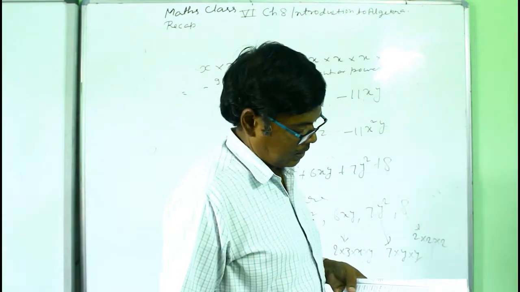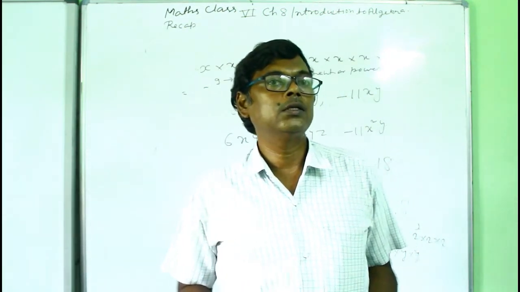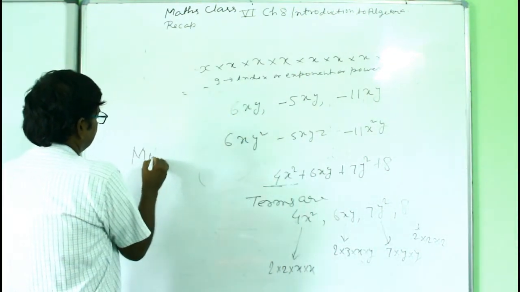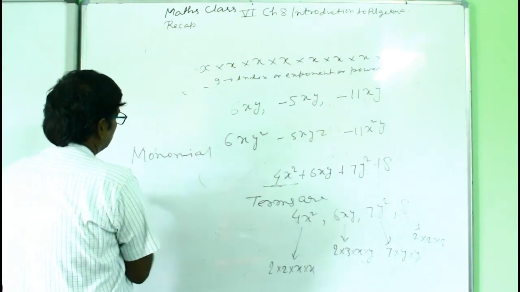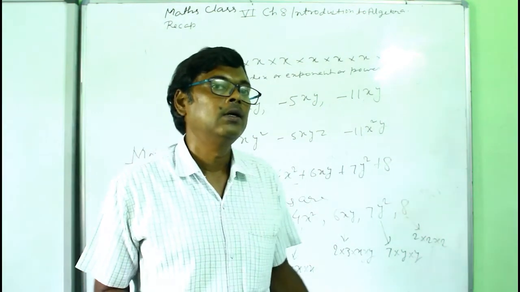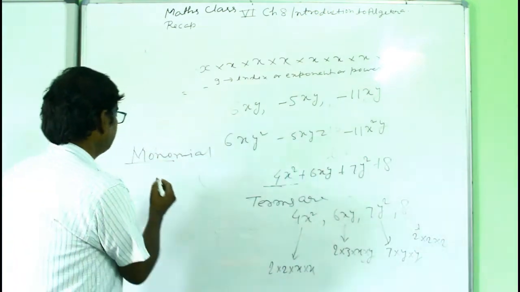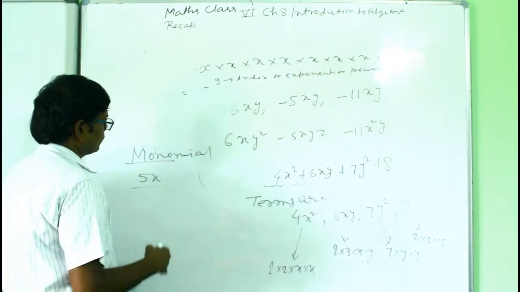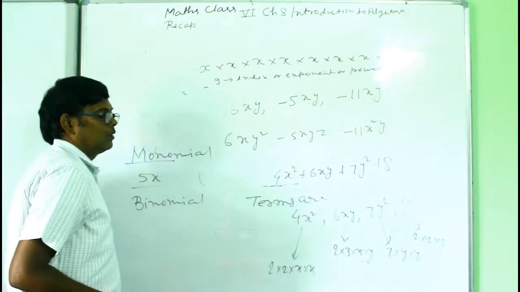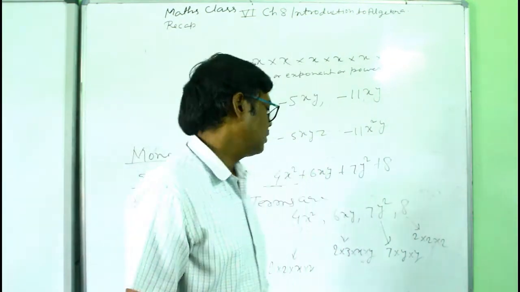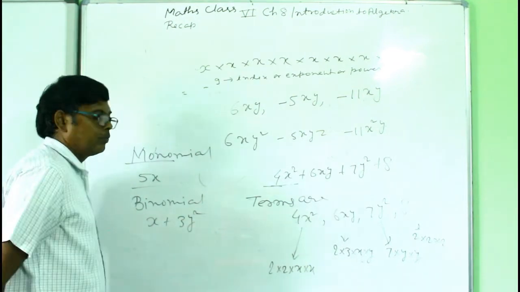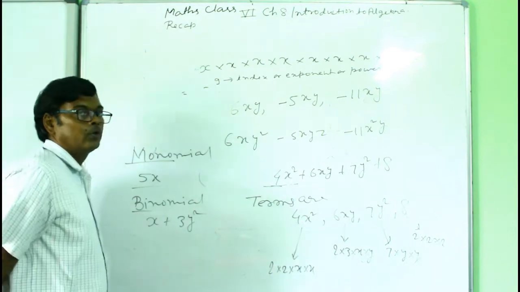Next are the types of algebraic expressions, that is monomial. Here the word mono means one. So if there is only one term in the expression, that is called a monomial. Like if you have written 5x, this is a monomial. Then you have binomial, that is binomial expressions. It has two terms, like x plus 3y square. This is called binomial because it has two terms. Bi means 2.